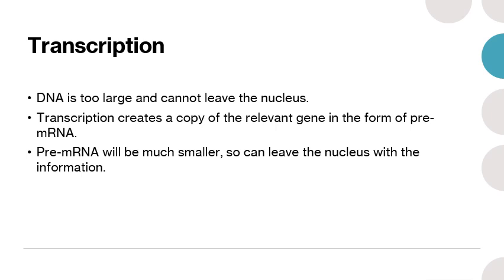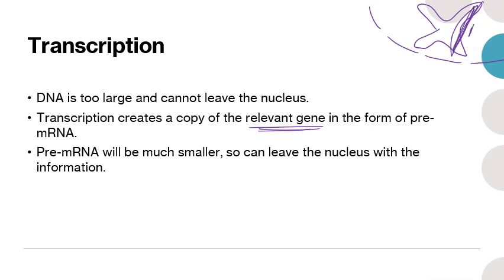Now, transcription is really important in eukaryotes because DNA is actually a very large molecule. It's so large that it can't leave the nucleus. We know that our nucleus does have pores in it, so it'll have just little gaps. But our big pieces of DNA can't get out those pores. So what happens is that in transcription, we create a copy of just the relevant gene. We don't want that whole chromosome. We just want that little section that's needed right now.